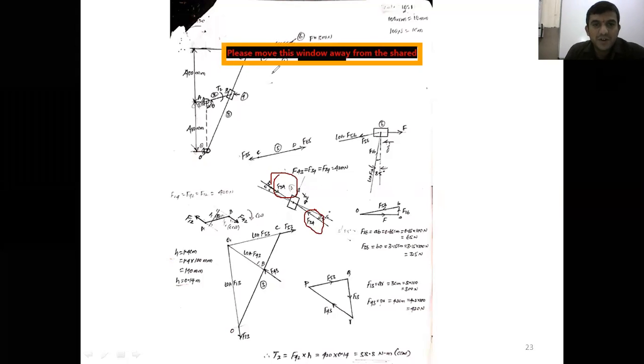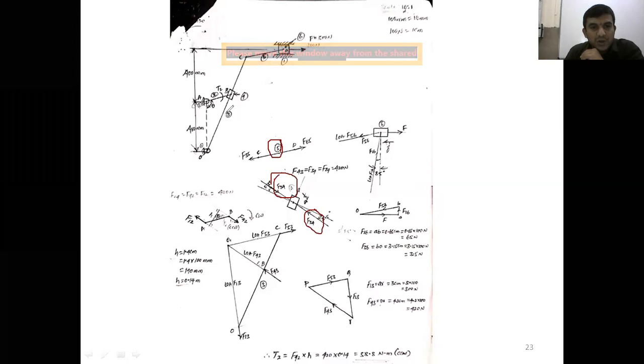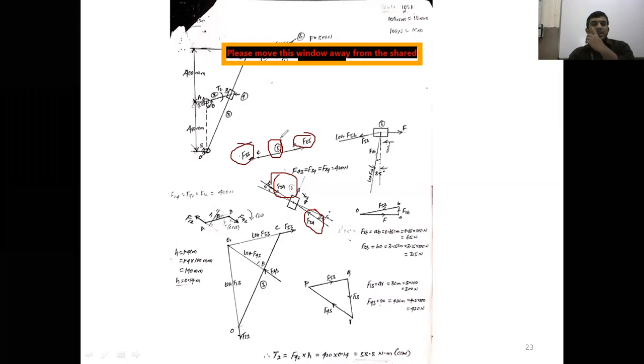Next, draw the free body diagram for link 5. Link 5 is connected to how many links? Link 5 is connected to link 3 and link 6, right? Sorry, link 5 is connected to only 2 links. The force exerted by link 3 on link 5 is F35. The force exerted by link 6 on link 5 is F65. Now link 5 is subject to only 2 forces.